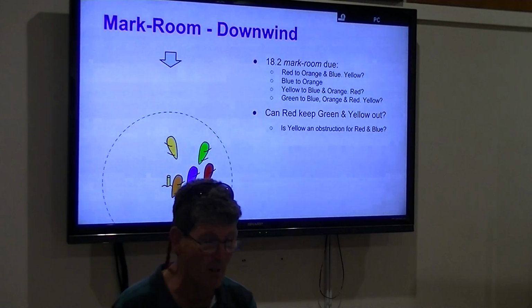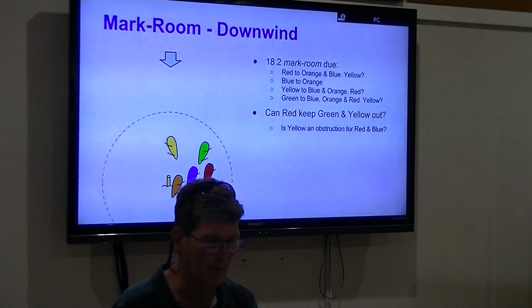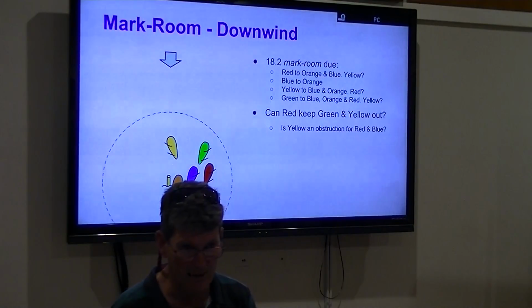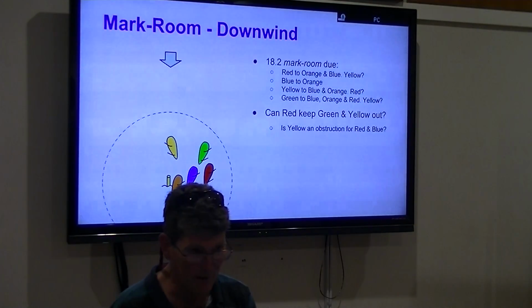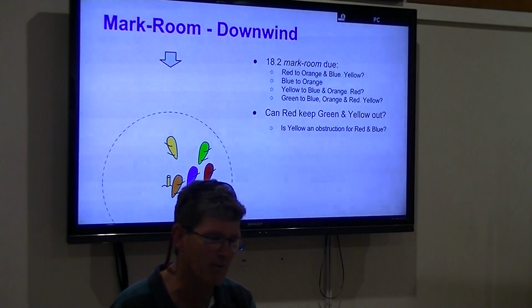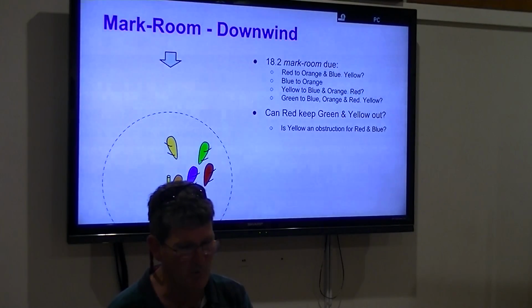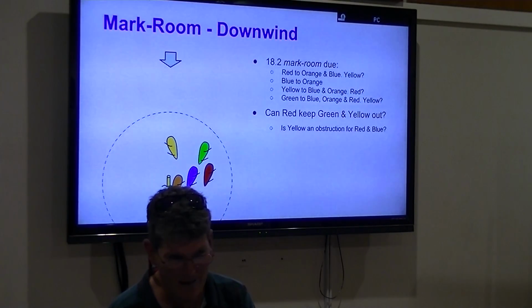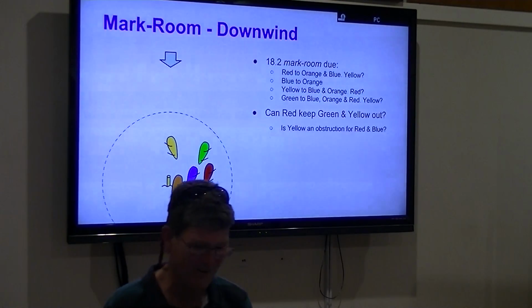Red's going to have to slow up and then start trying to luff green to say, you're not allowed in there. And then previously, green could say, well, you can't luff me, mate. I've got yellow here, and I was definitely overlapped with yellow. Yellow's an obstruction to me. So you can't luff me because I've got an obstruction here. You've got to give me room to clear my obstruction.